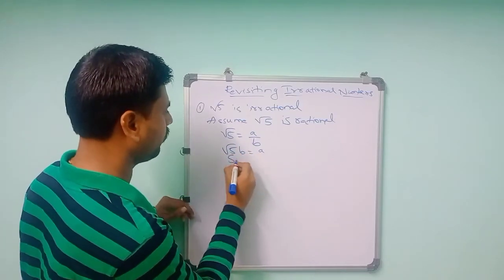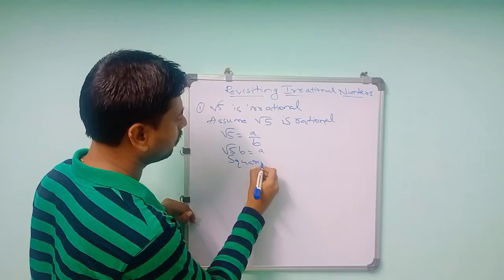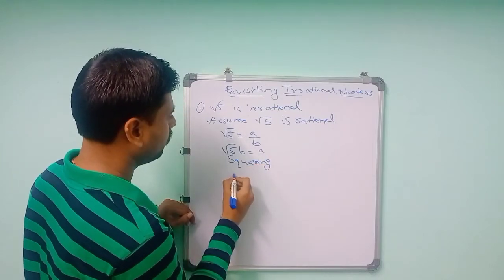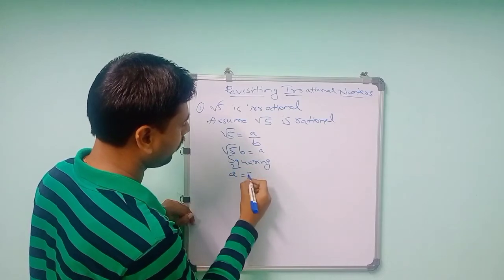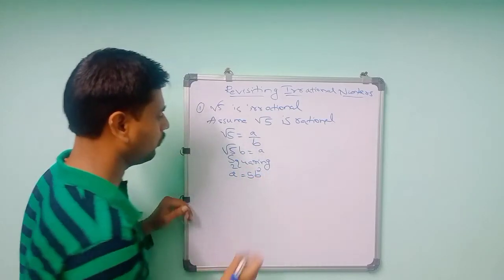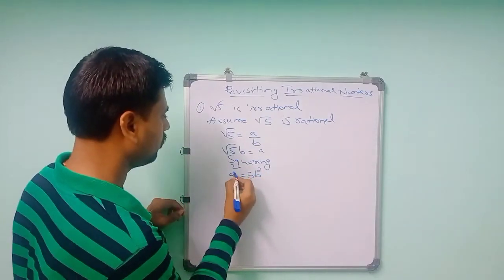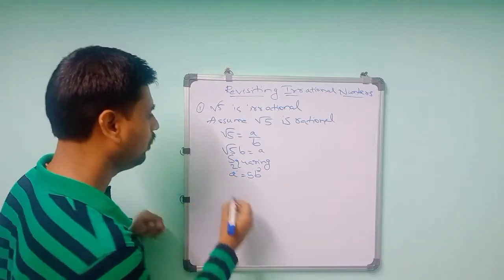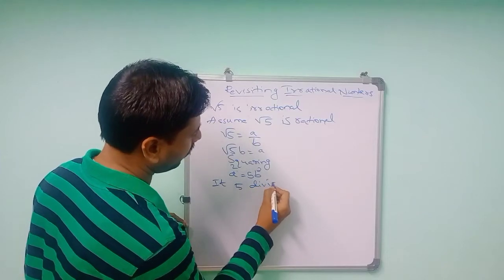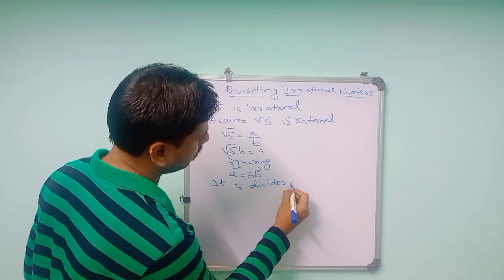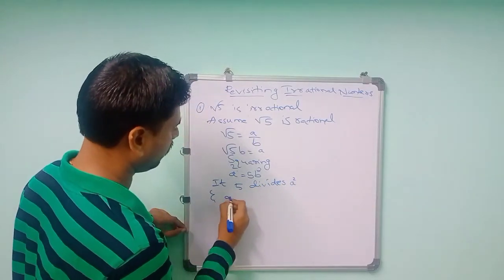Squaring on both sides, a square is equal to root 5 b whole square. So a square is equal to 5 b square. It shows that 5 divides a square and a.